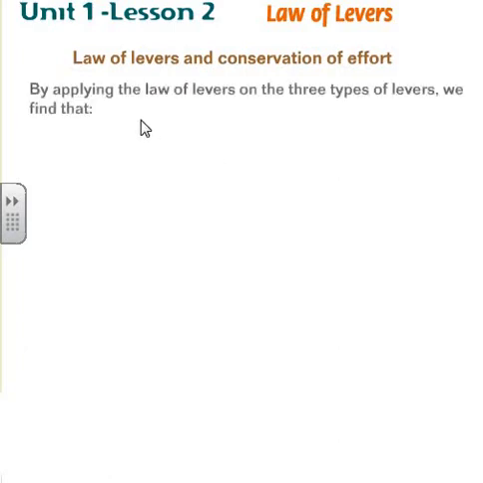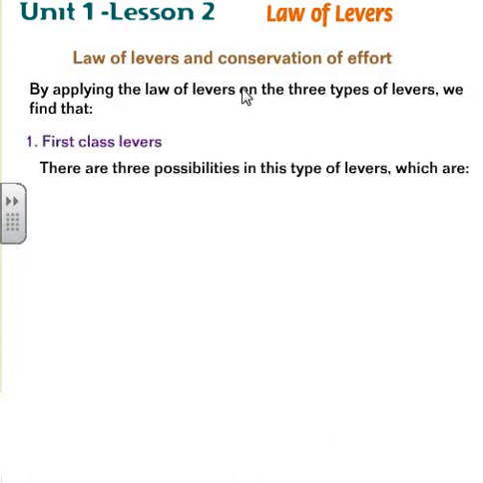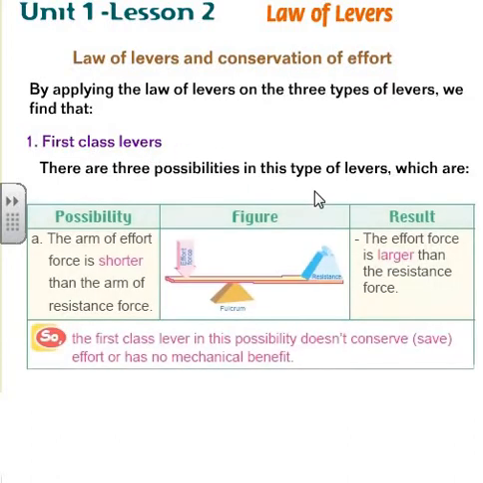Law of levers and conservation of effort. By applying the law of levers on the three types of levers, we find that the first class lever has three possibilities. Number one, if the arm of effort is shorter than the arm of resistance, the effort force will be larger than the resistance. The first class lever in this possibility doesn't conserve or save the effort. It has no mechanical benefit because it needs a large effort to overcome a small resistance.